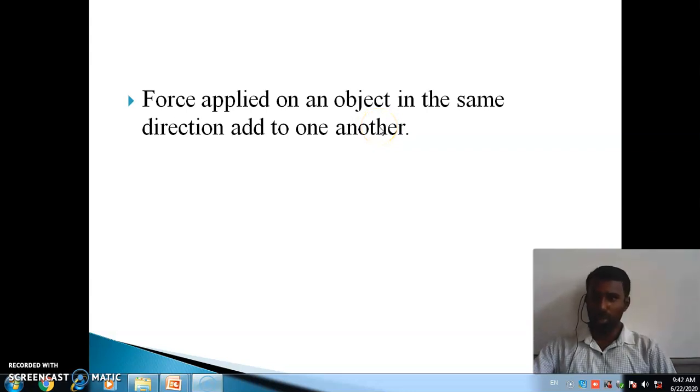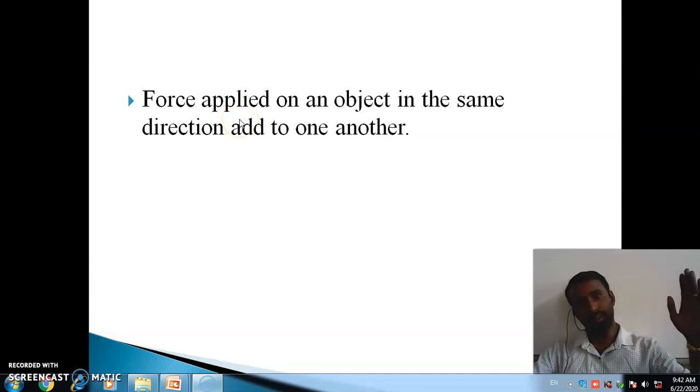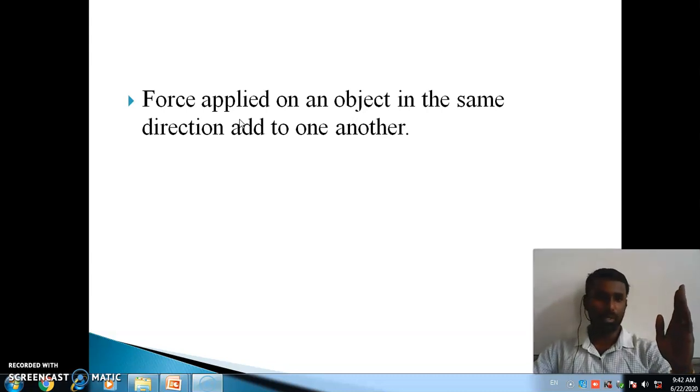We will see that forces applied on an object in the same direction add to one another. So in this module, just look at this one. For example, here on one side, two people are pulling one vehicle. One person is applying 8 Newton force, another person is applying 5 Newton force. So what is the total amount of force?